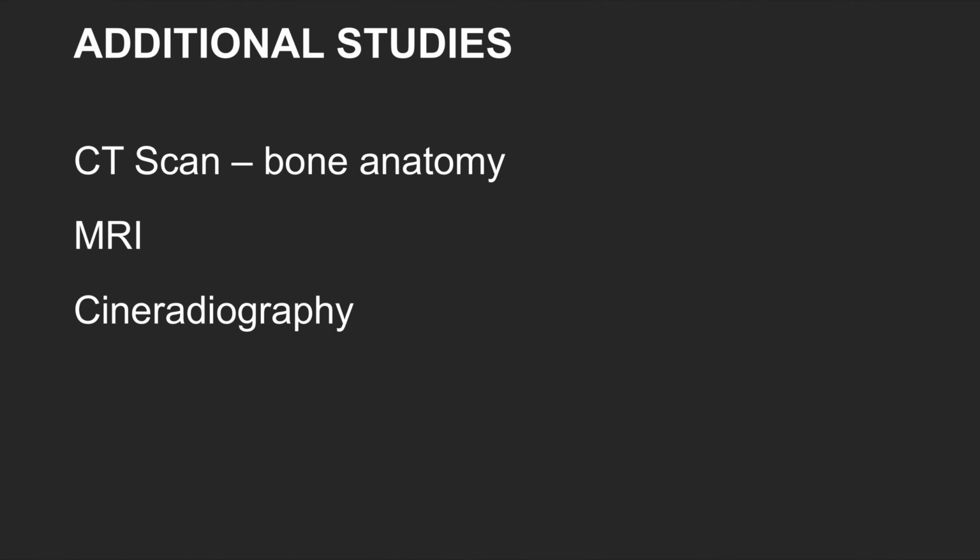Additional studies for evaluating carpal instability include a CT scan to look at the bony anatomy, an MRI to get direct information about the ligaments, and cineradiography. Cineradiography is very useful, especially if you have an office-based fluoroscopy machine where you can observe the wrist through an arc of motion. And sometimes certain instabilities, like a mid-carpal type of instability, only show up on this type of live action X-ray.